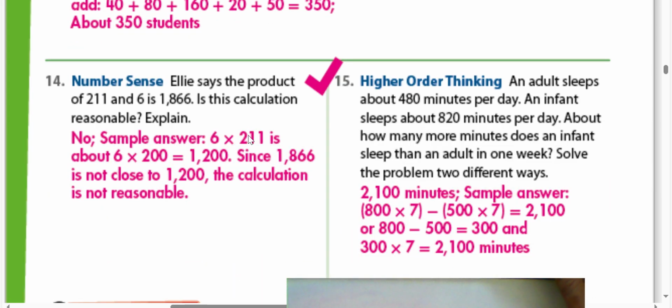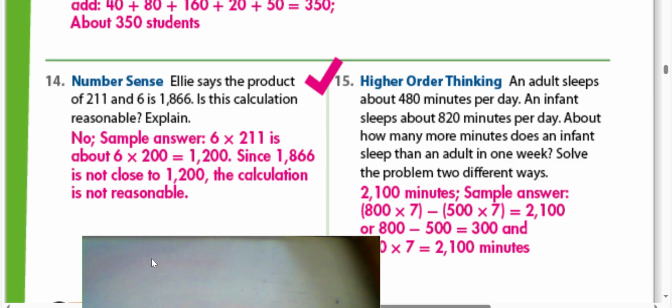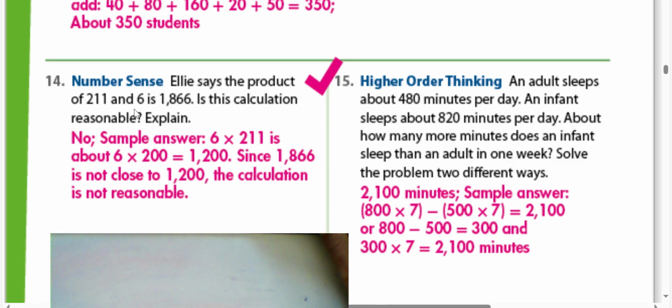Next question. Ellie says the product of 211 and 6 is 1866. Is this calculation reasonable? Explain. We can write here it's not reasonable. Why? Because of the actual number between two numbers, we know 6 times 200. We have 6 times 211 is about 6 times 200 equals 1200. Since 1866 is not close to 1200, the calculation is not reasonable. Okay, because he told me 211 and 6, the product between them.